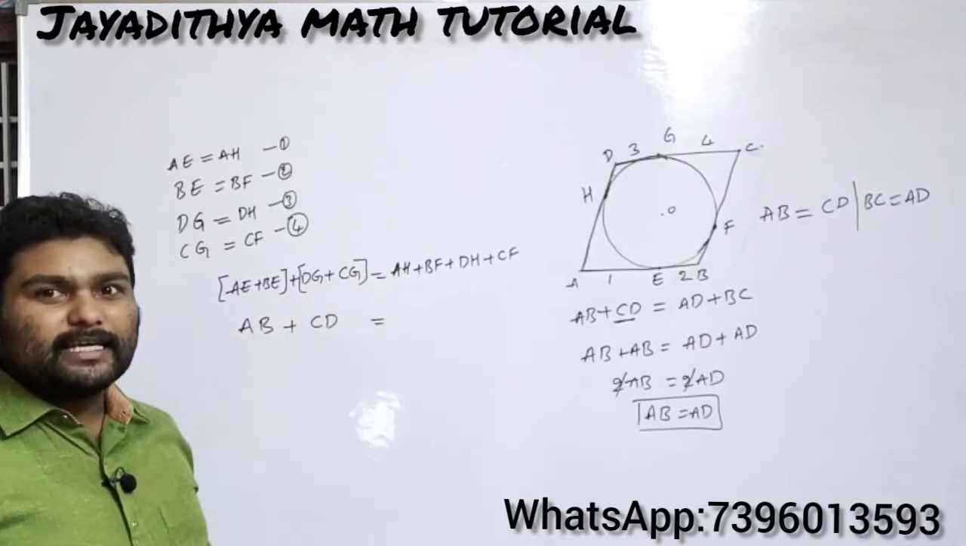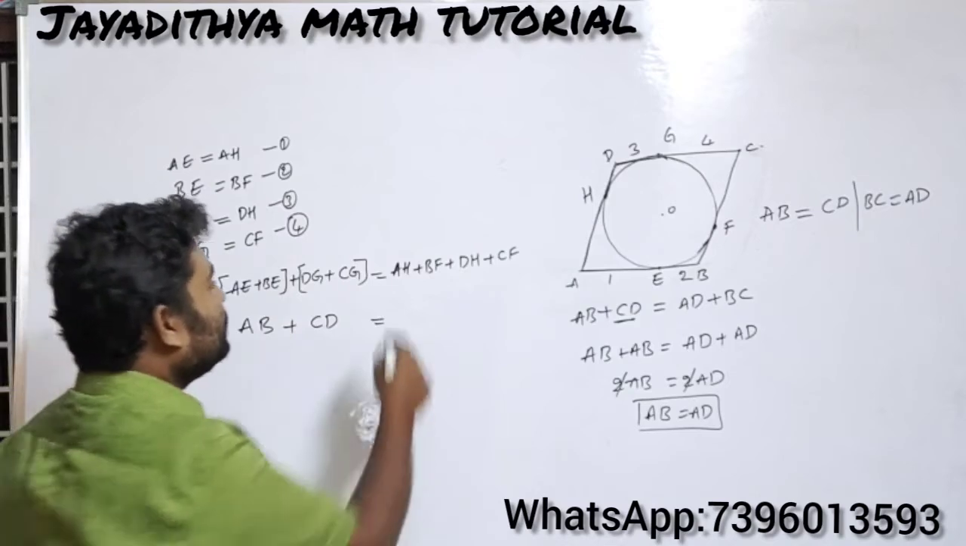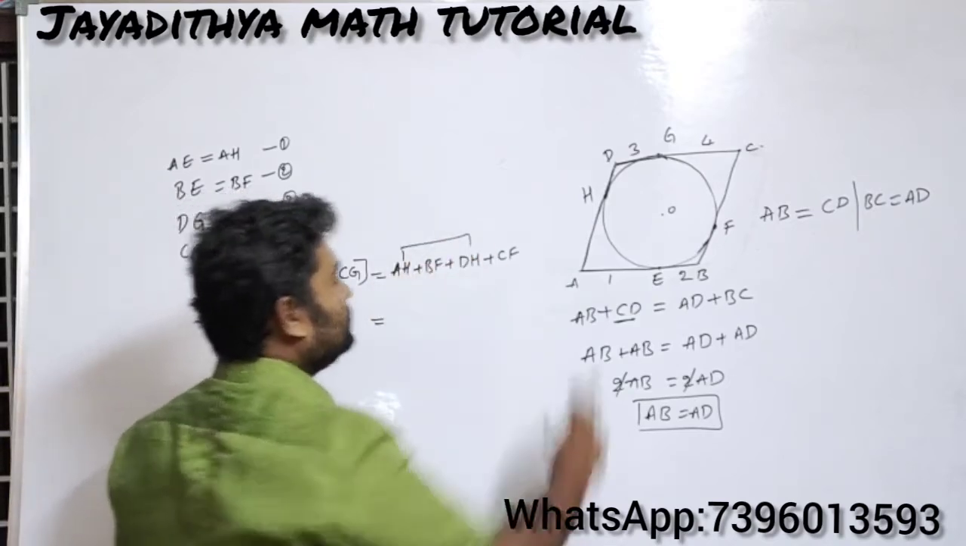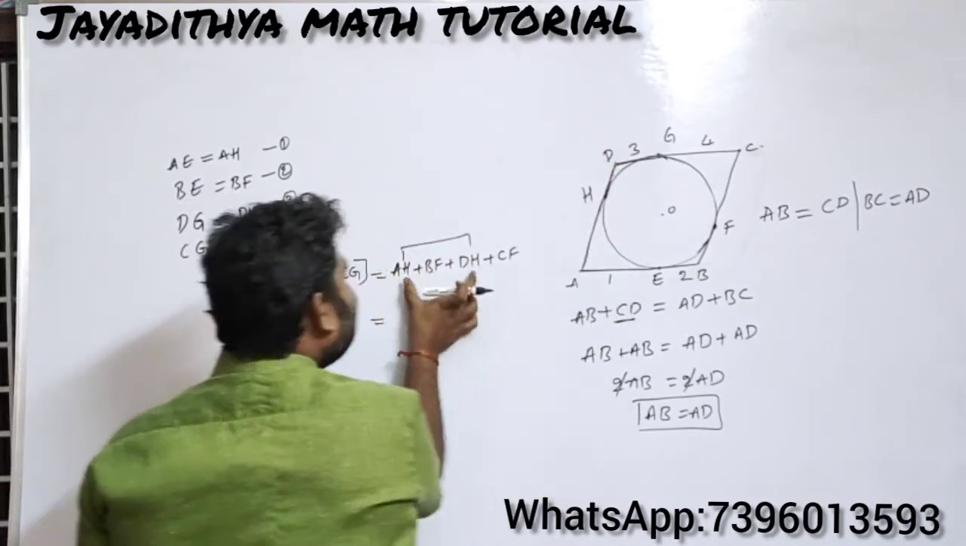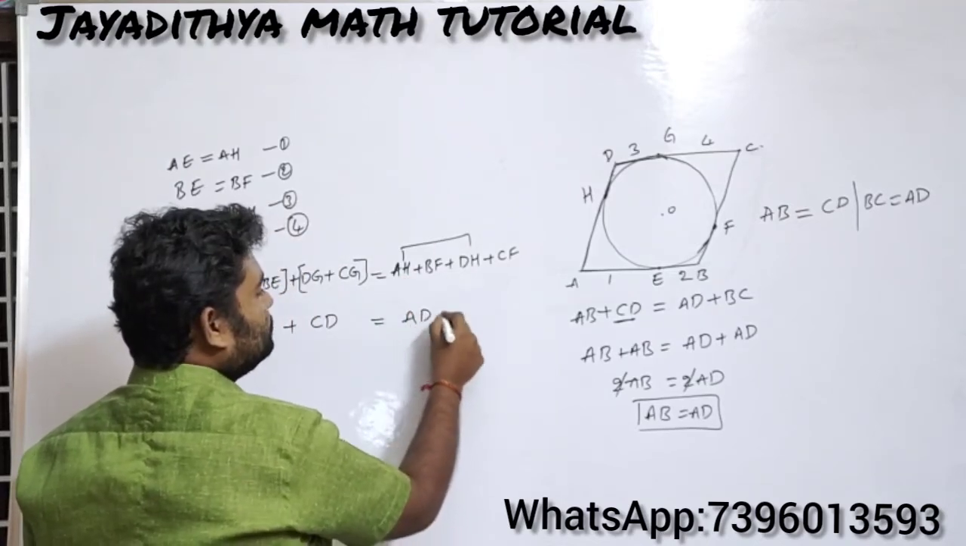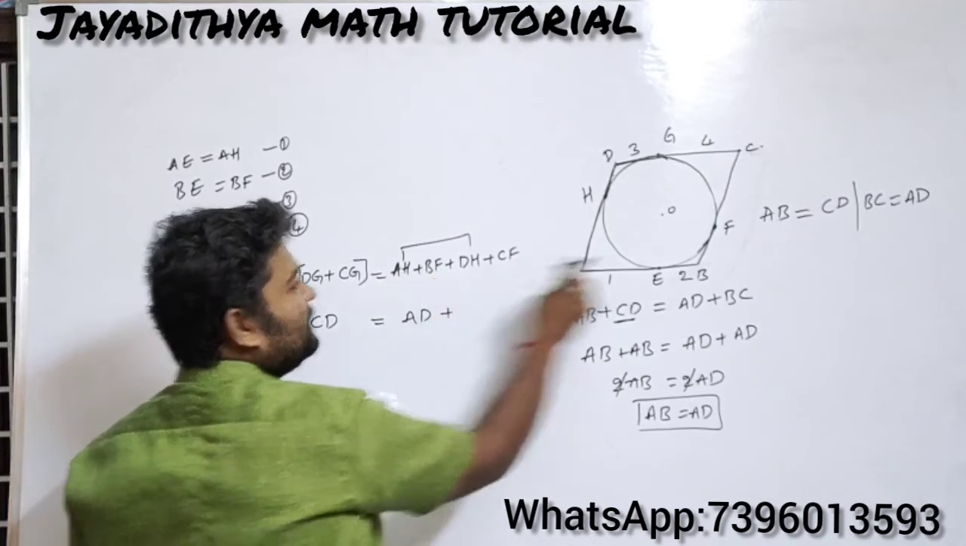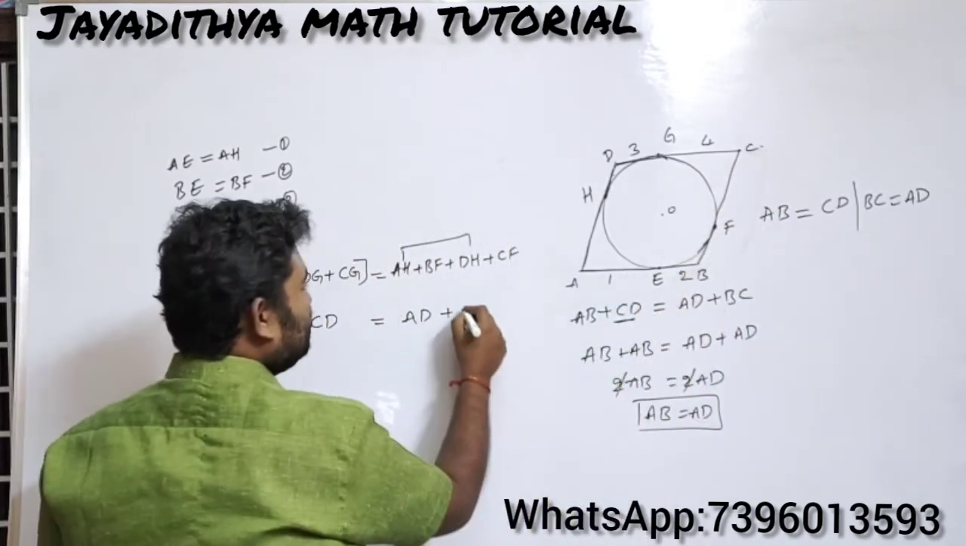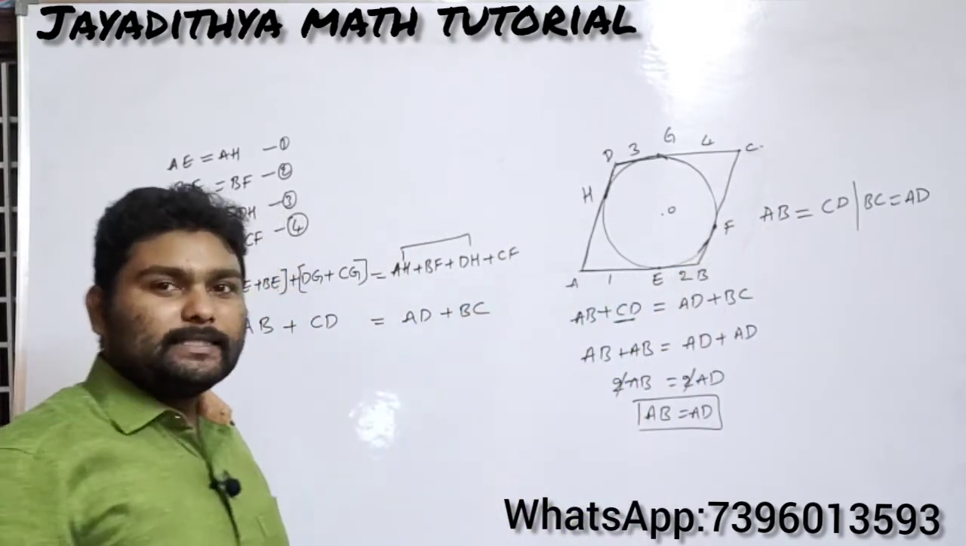And even in the RHS, take alternate tangents. AH plus DH, you see here. If you add these two, the first and third one, then you will get AD, plus if you add BF and CF, BF plus CF, which is equal to how much? That will be BC.